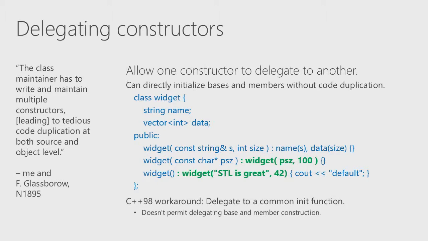So what we can do now in modern C++ is to have one constructor delegate to another. In the example here, you'll see that the second and third widget constructors delegate to the first constructor. And this lets us directly initialize name and data without first default initializing it, then assigning it.